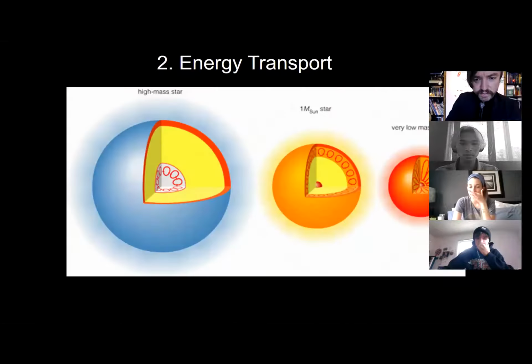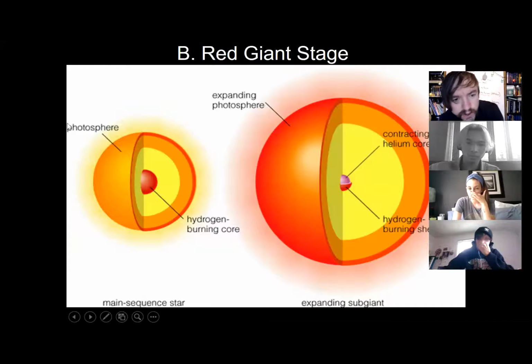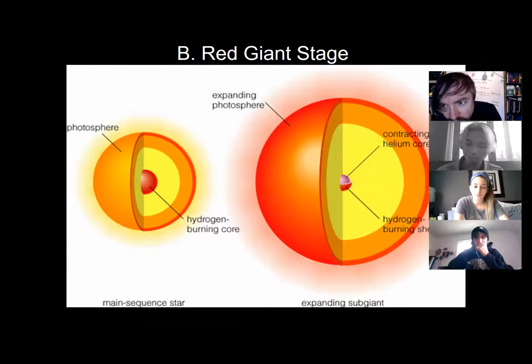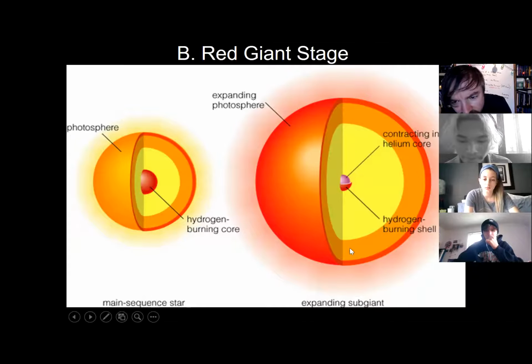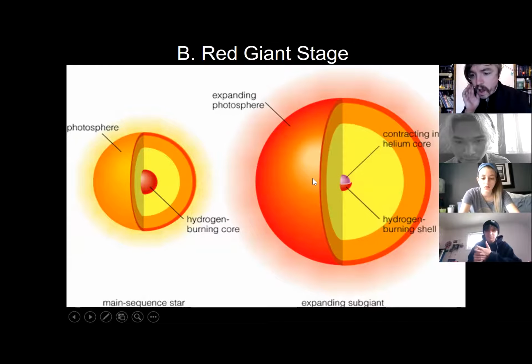Do I have that cartoon picture again? So I just went from a star like this that had fusion all throughout its core to an expanding star with a contracting core. Why would this be cooler? Is it because it loses mass? It loses fusion. Hold on.